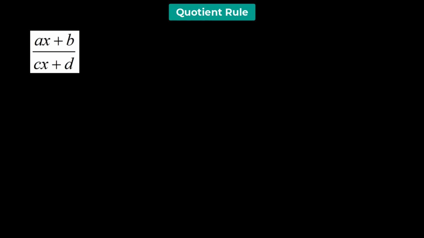So here we are given the rational function ax plus b over cx plus d. So we need to find its derivative with respect to x using the quotient rule. For the quotient rule, we start with the denominator. So we consider the denominator cx plus d. We square it and write it in the denominator.